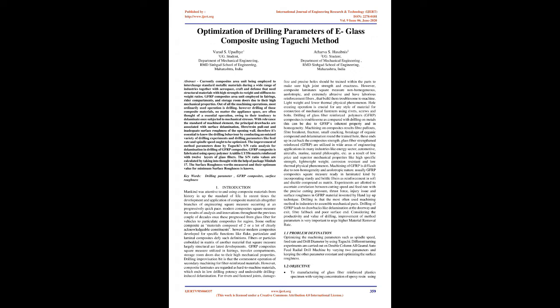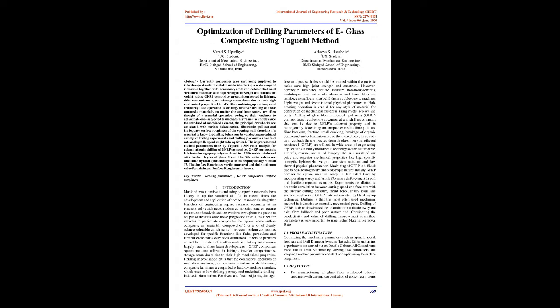Therefore it's essential to understand the drilling behavior by conducting a large number of drilling experiments, and drilling parameters like feed rate and spindle speed should be optimized. The optimization of process parameters is done by Taguchi's S/N ratio analysis for delamination in drilling of GFRP composites.